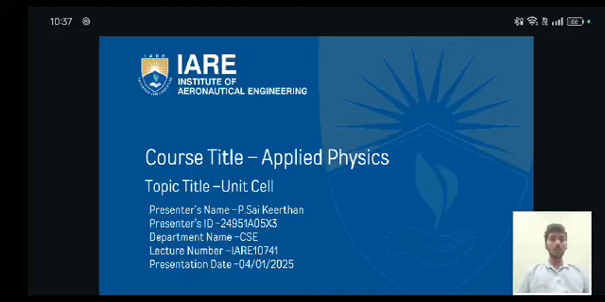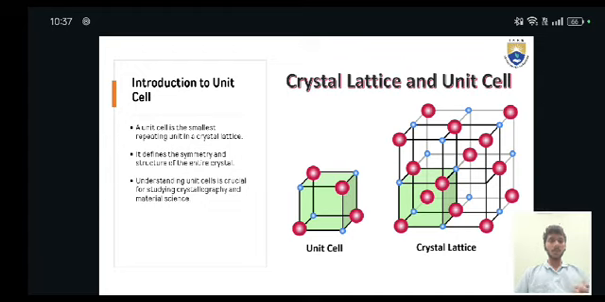Today, I am going to explain about the topic unit cell. Introduction to unit cell. A unit cell is the smallest repeating unit in a crystal lattice. It defines the symmetry and structure of the entire crystal. Understanding unit cell is crucial for studying crystallography and material science.